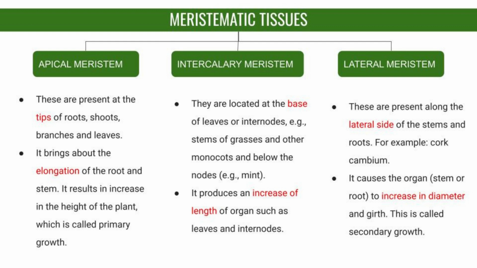Lateral meristem. These are present along the lateral side of the stems and roots. For example, cork cambium. It causes the organ, stem, or root to increase in diameter and girth. This is called secondary growth.